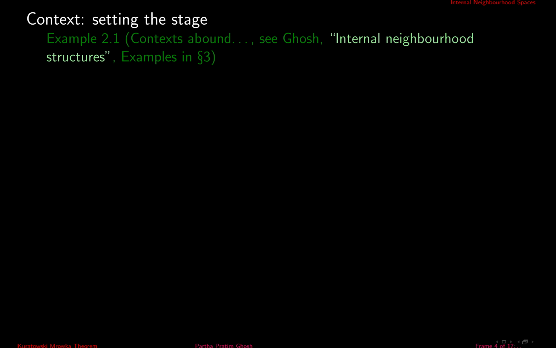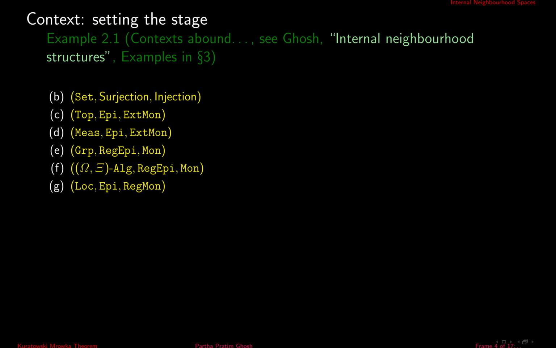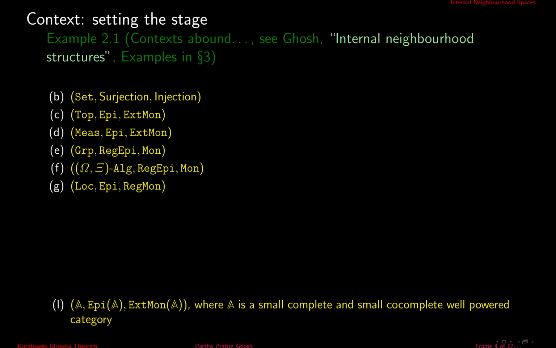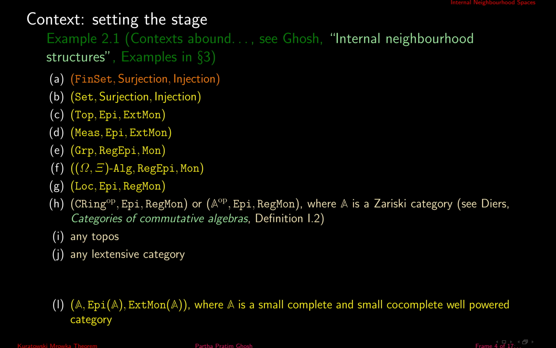The contexts are everywhere. Sets, topological spaces, measurable spaces, every kind of universal algebras, locales. And these are all examples of the more general case of a small complete, small co-complete, well-powered category. Another example is finite sets and surjections. A third kind of examples come from schemes, or opposites of Zariski categories, where Zariski categories were studied by Diers and they turned out to be models for commutative algebra.